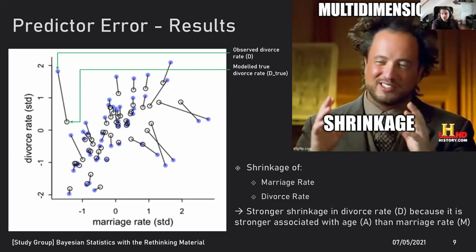In this case, we have a stronger shrinkage in divorce rates in comparison to marriage rate, because the divorce rate is more strongly associated with age than marriage rate is associated with age. And that's why this all gets clumped together a bit more in the divorce rates dimension. Does that make sense? Because I feel like I'm not using my words very well.